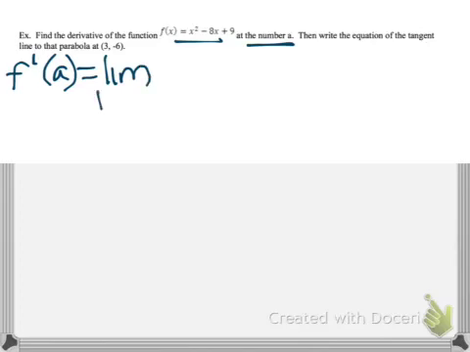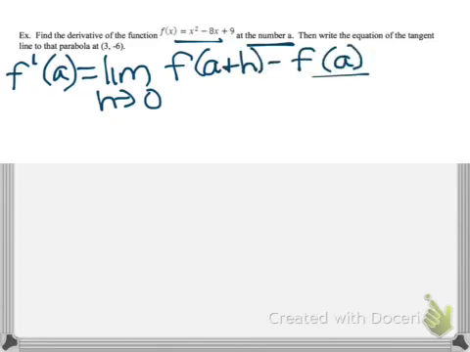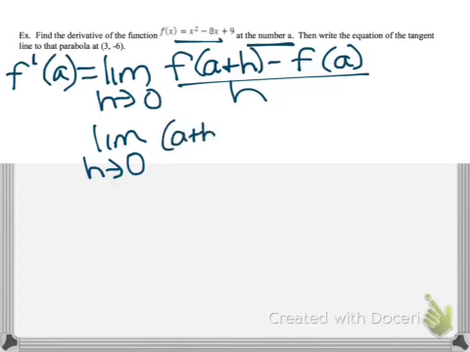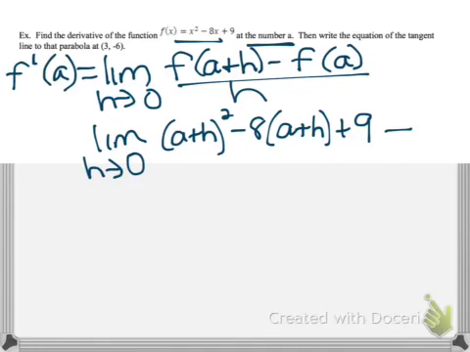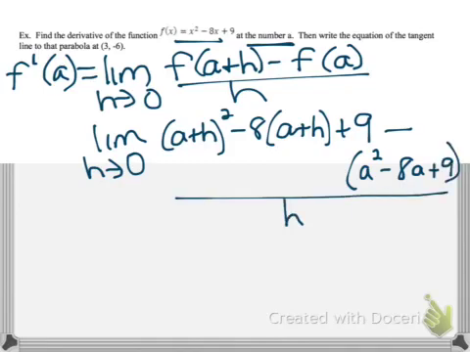This equals the limit, as h goes to 0, of f of a plus h minus f of a all over h. Okay? This is going to be a lot of algebra. Don't complain. Go ahead and plug it in. So I'd have a plus h squared minus 8 times a plus h plus 9. That's f of a plus h. Minus f of a, parentheses, a squared minus 8a plus 9, guys, all over h. Okay, simplify that numerator. Plug 0 in after you cancel, and you should get 2a minus 8.